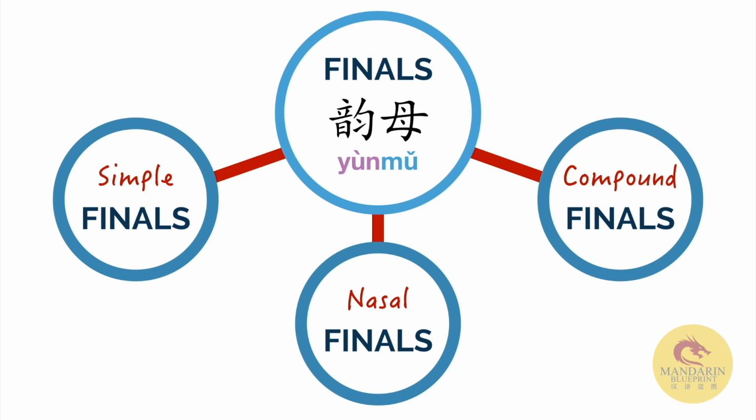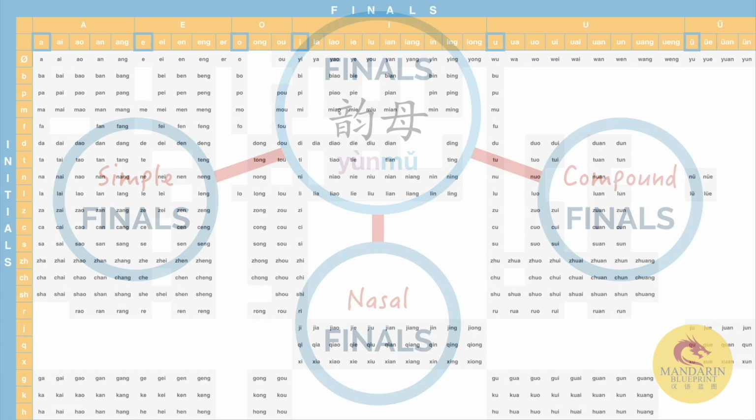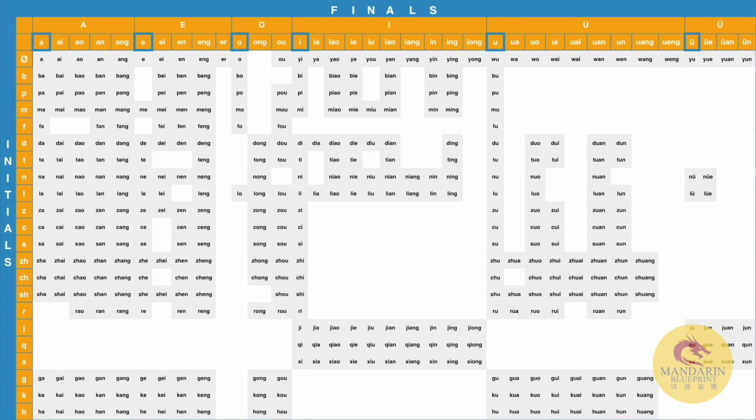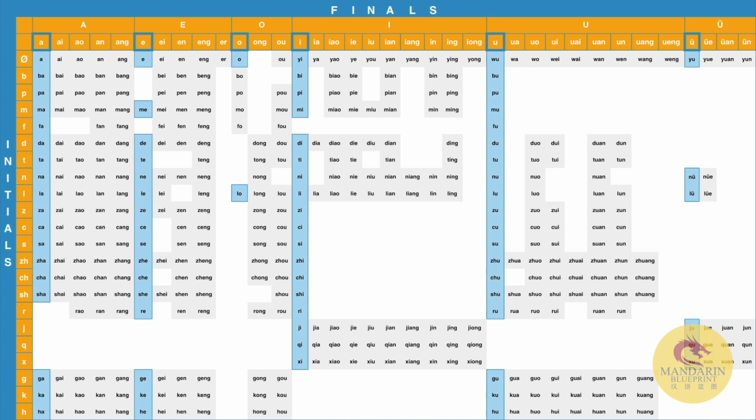First, we have the simple finals, which are essentially what we would know as the vowels of the language. And as you can see here, they actually have all of the vowels that English does, plus that umlaut U as well. So all of the blue squares that you see in front of you here are all of the individual simple finals attached to their respective initials.